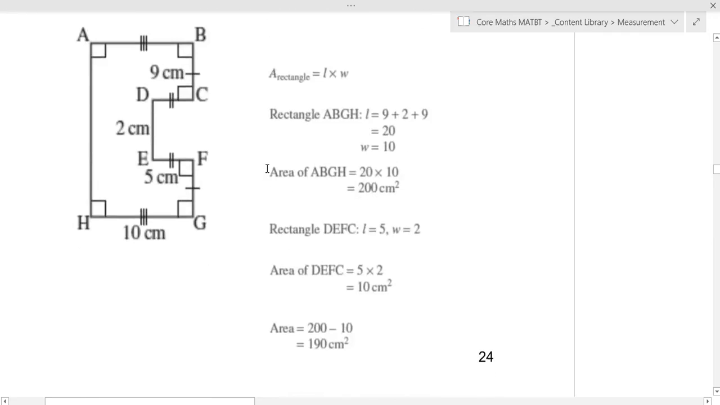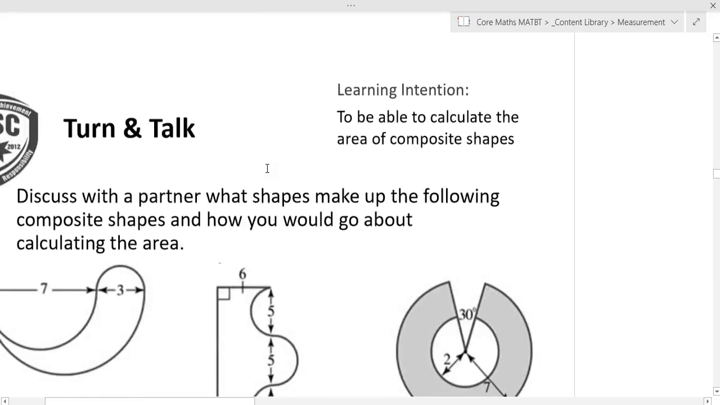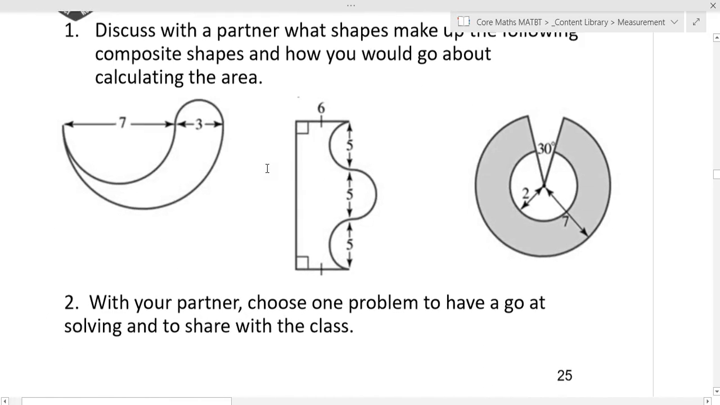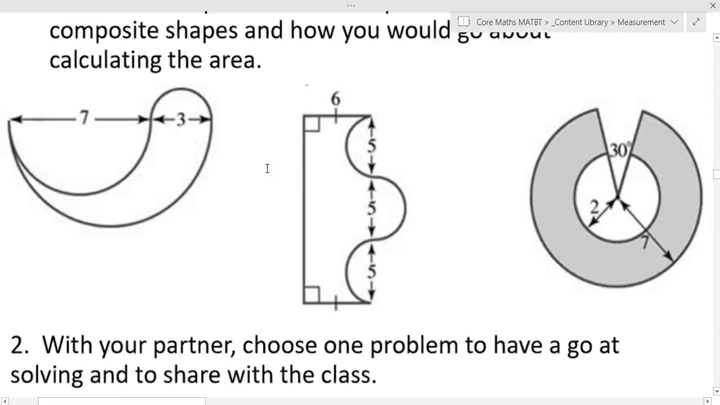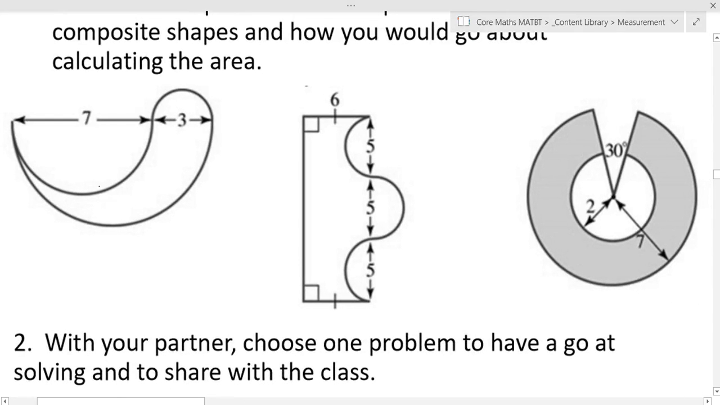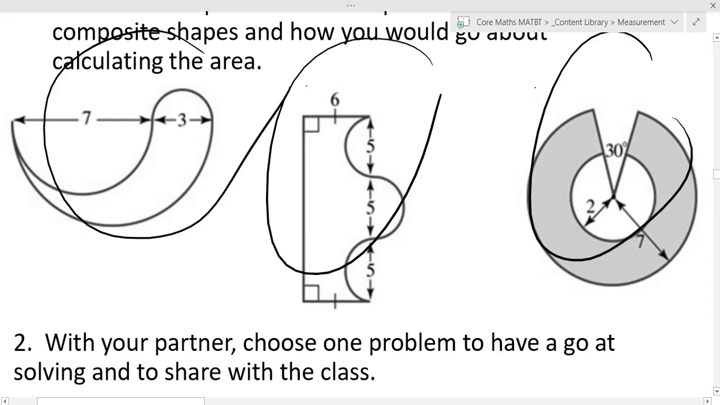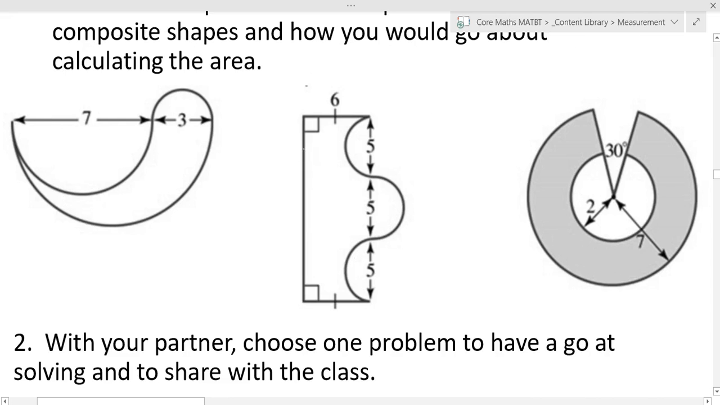I have a challenge for you guys. Let's leave that. In your table, with your duo, working as partners, I want you to pick one of these shapes and find the area of it. These ones are a bit tricky because they're working with circles. Pick one of them, find the area of it.